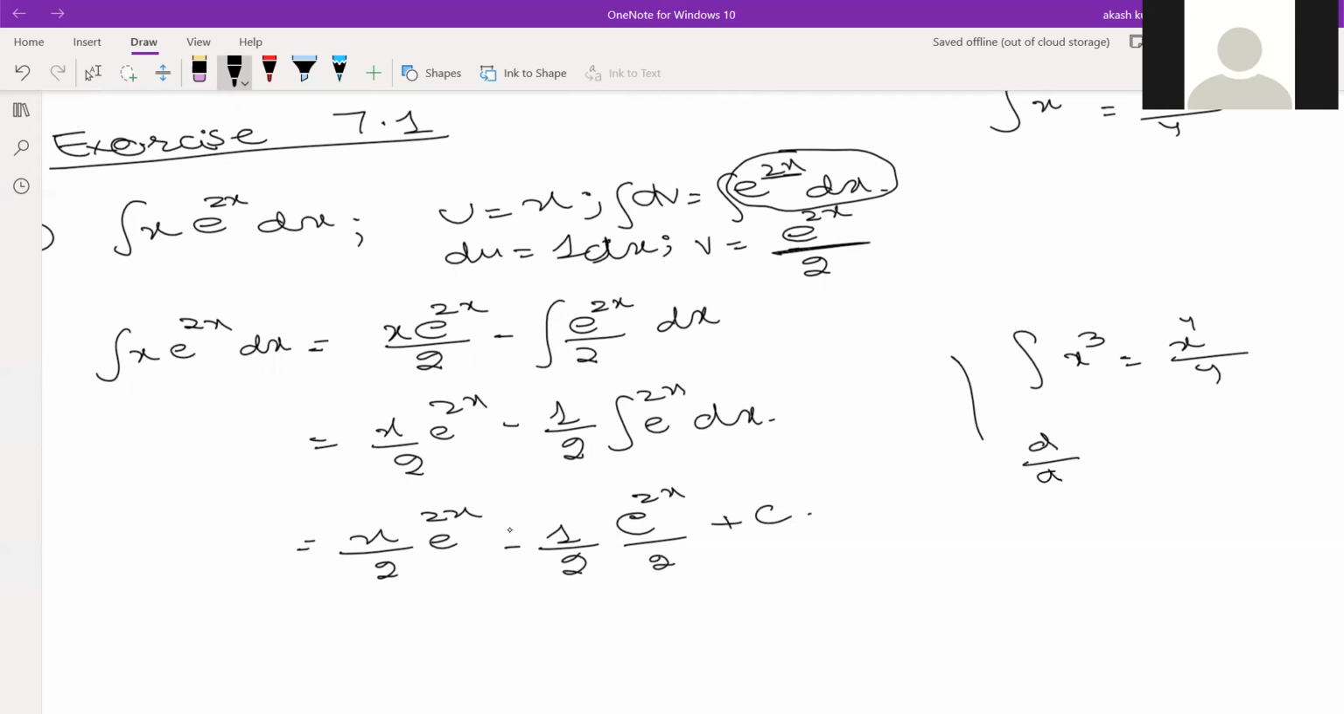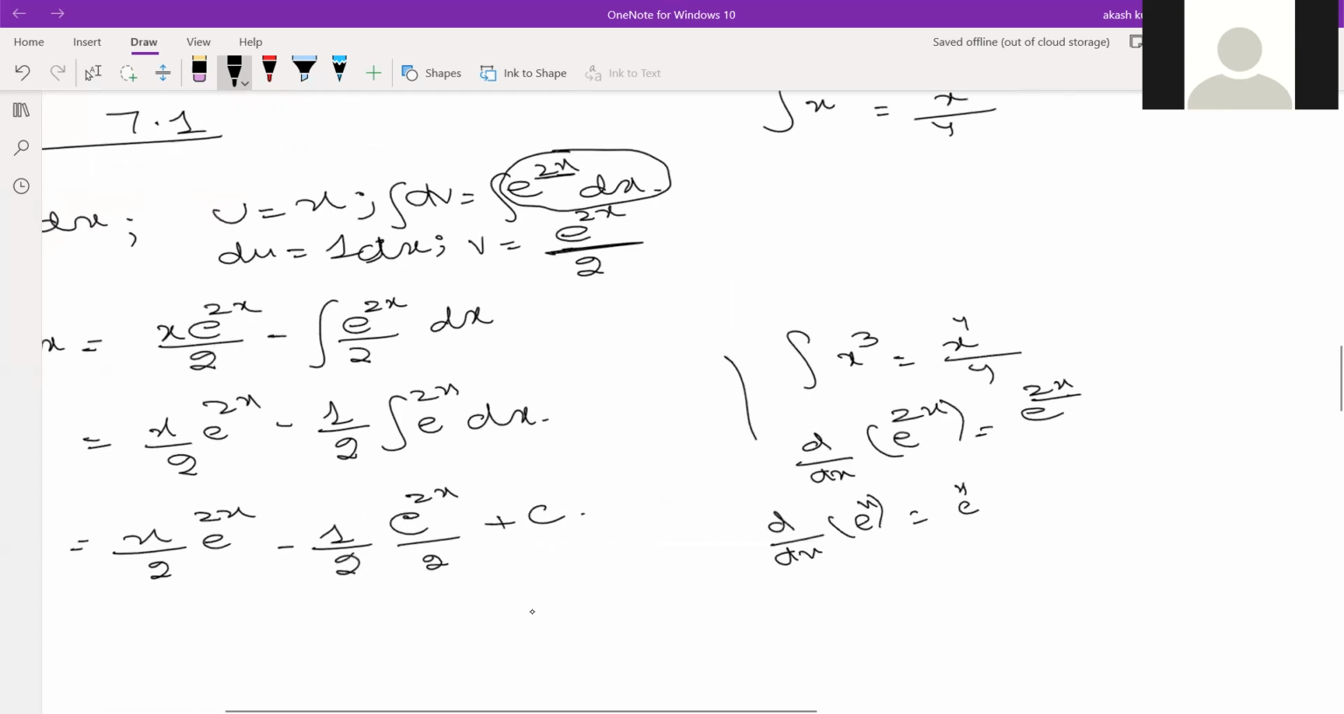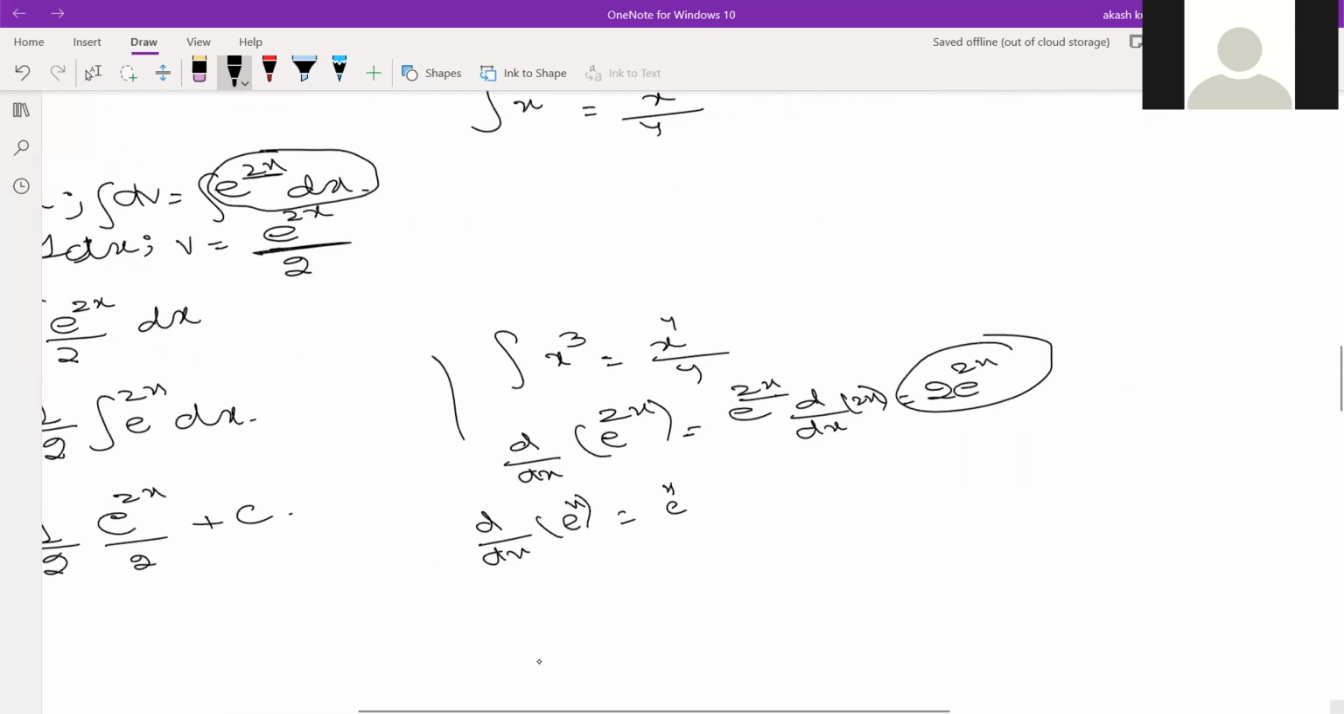Okay. When we differentiate e raised to the power 2x, what did it become? The simplest one is e to the x. The differential of e to the x is e to the x itself. And now the differential of e2x is e2x as it is, and we differentiate 2x again. So it becomes 2e2x.